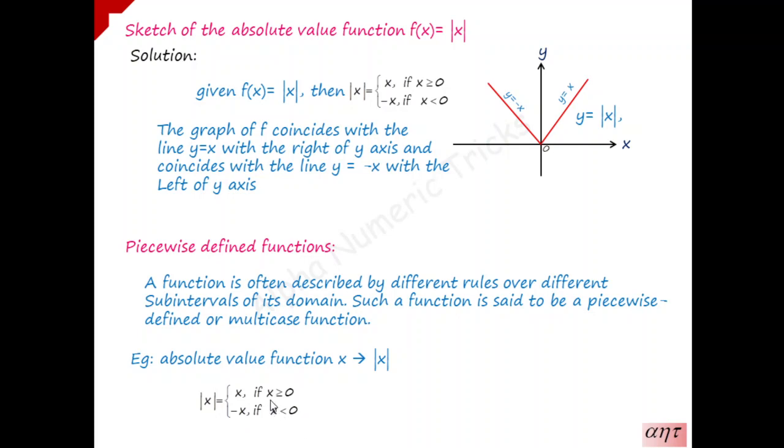In this interval, that is 0 to infinity, the function is defined as x alone, and if x takes negative values, it is defined as minus x. So we have different rules for different subintervals. Rules meaning you have different functions in different intervals. That is the rule here.